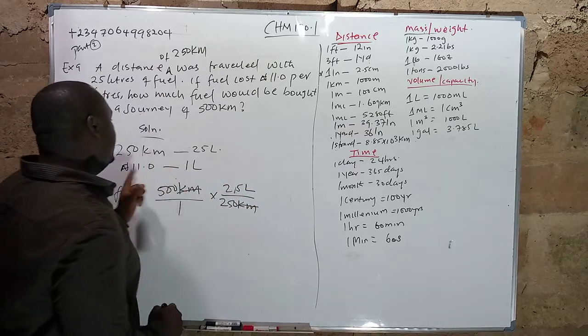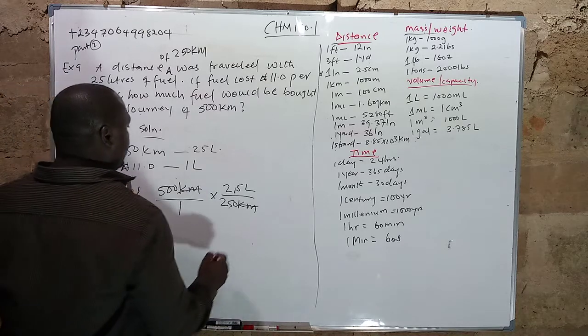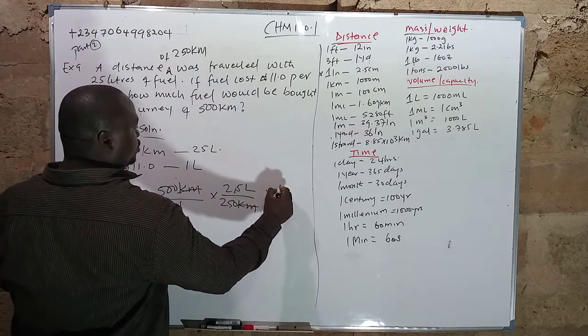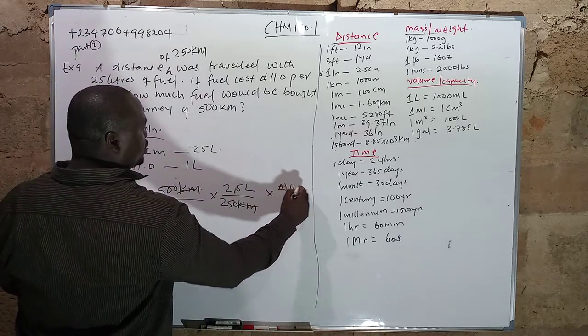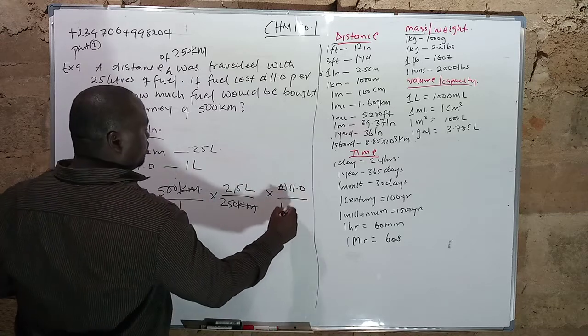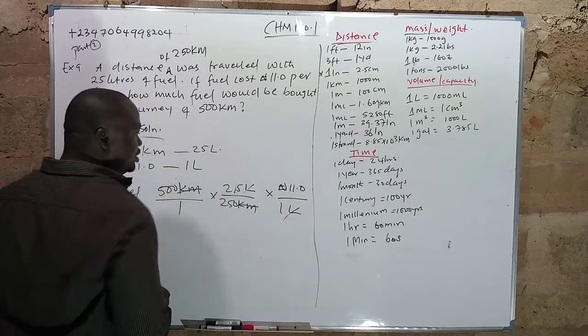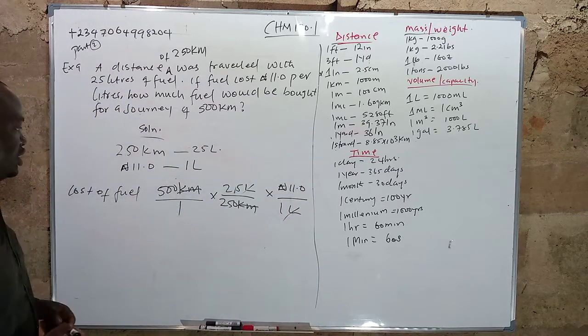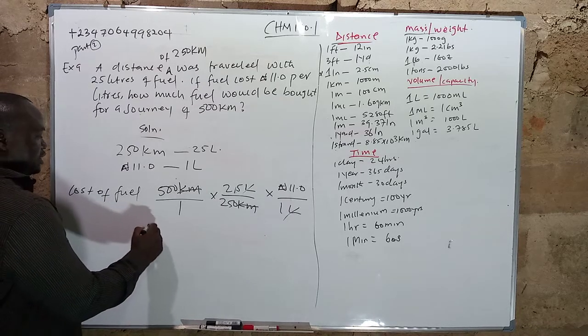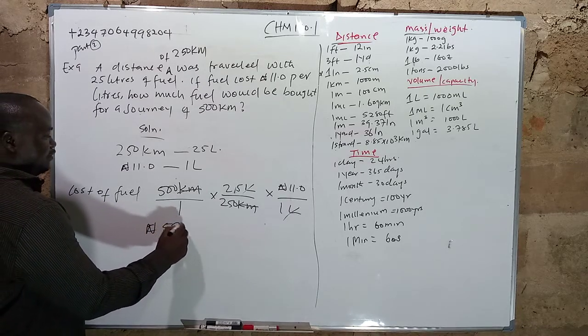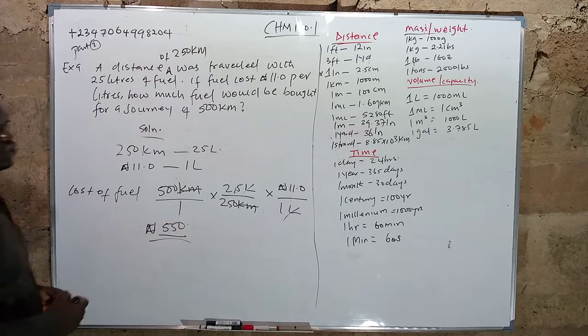So I want to move from liters to naira because I want to talk about the cost. So of course this will be my 11.0 naira all over my 1 liter. So this will cancel this. And so if you punch it in your calculator, the answer you will get is 550 naira. So that is the cost of fuel.